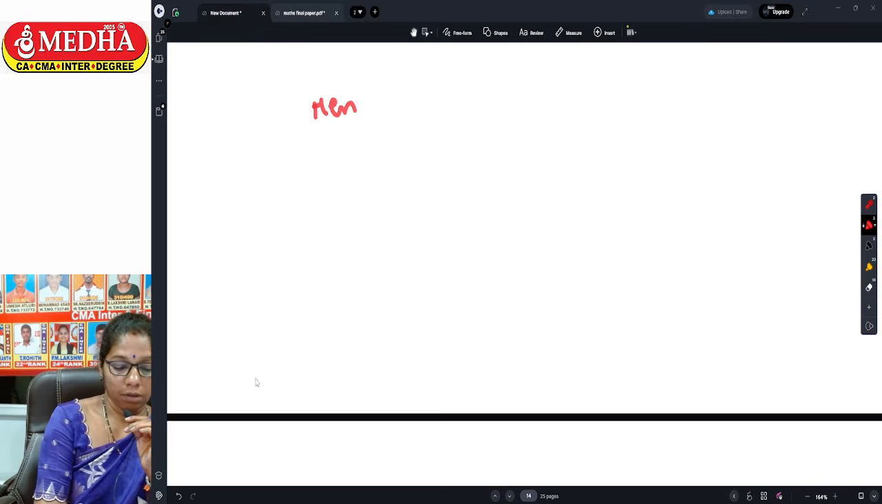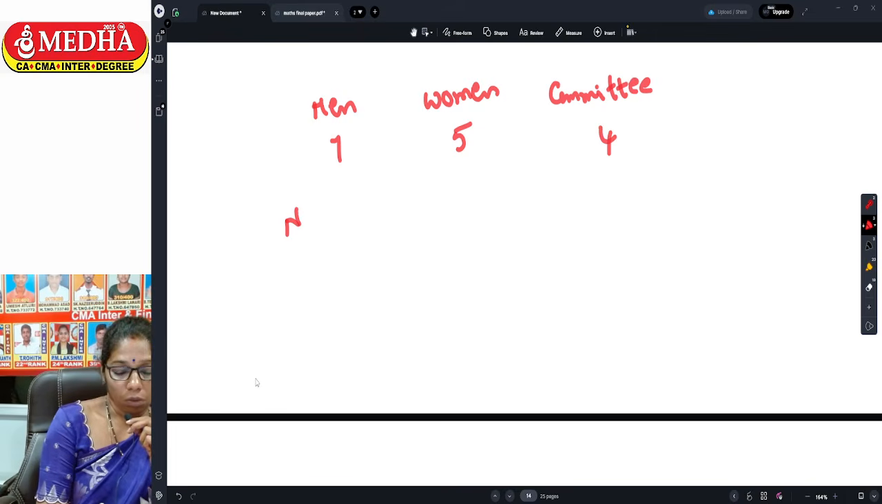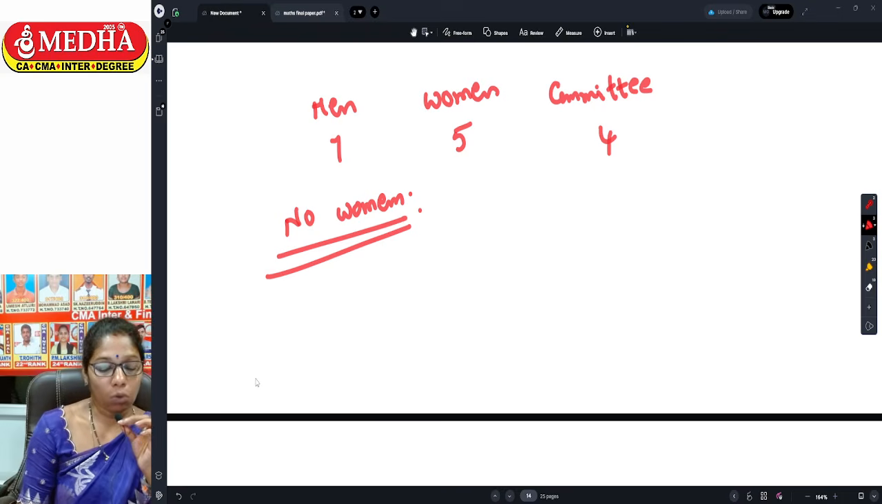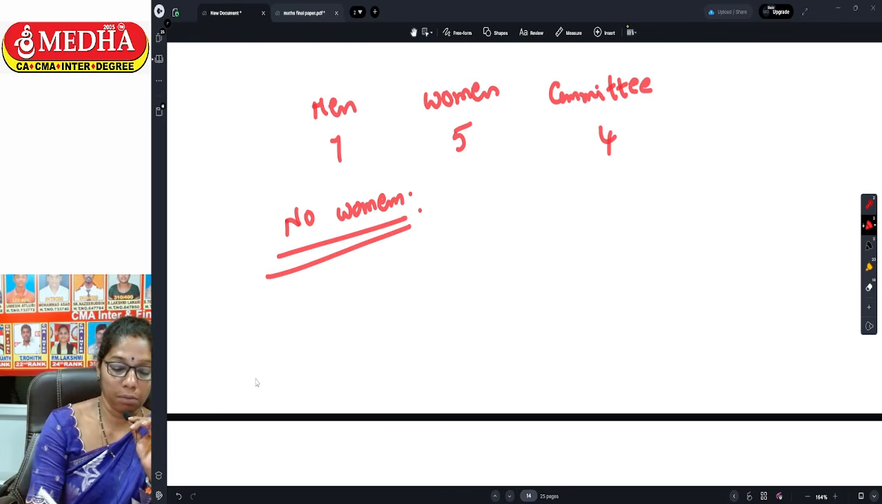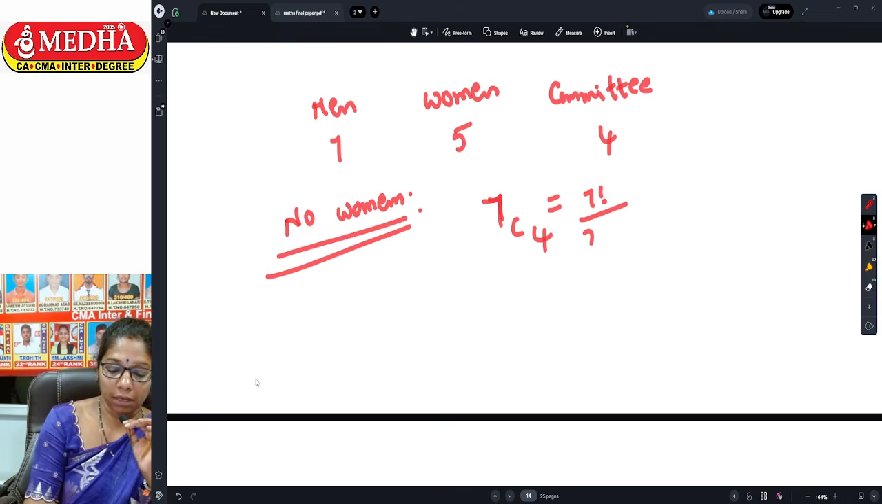So it is men and women: men 7, women 5. So a committee or group of 4 is to be formed, with no women in the committee. They said there should be no women in the committee, which means we have to select all men. We have to select 4 members out of 7, that is 7 men, and select 4 men. All are men. 7 factorial by (7 minus 4) factorial into 4 factorial, which is 35. So the answer is 35.